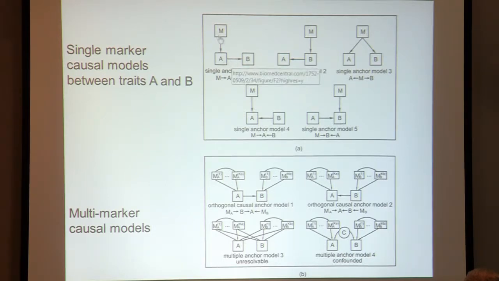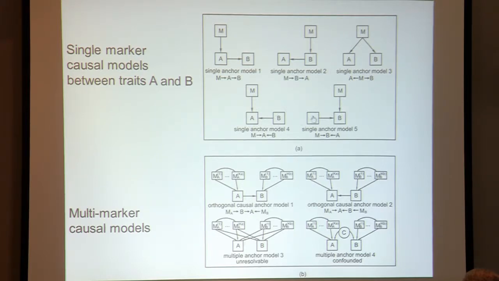For example, this one where the SNP marker causally affects trait A, and then trait A causally affects trait B. That could be of great interest. But there are, of course, alternative causal scenarios possible. For example, the marker could actually affect trait B, which then affects trait A. Or the marker affects A and B simultaneously, and there is no causal relationship between A and B.